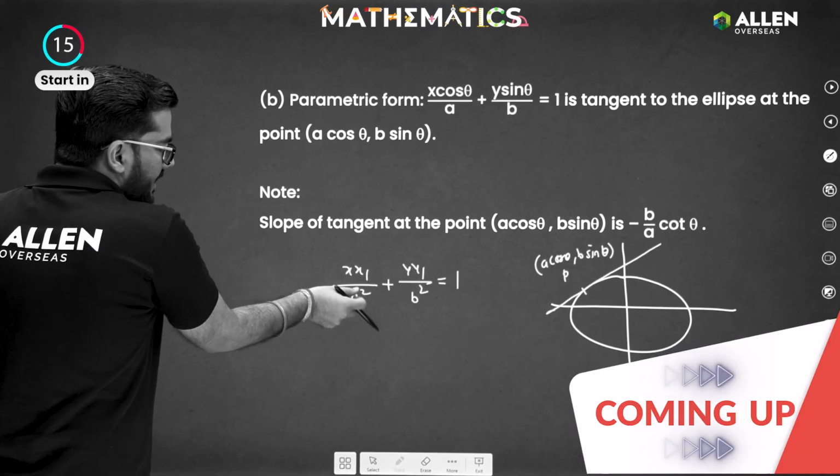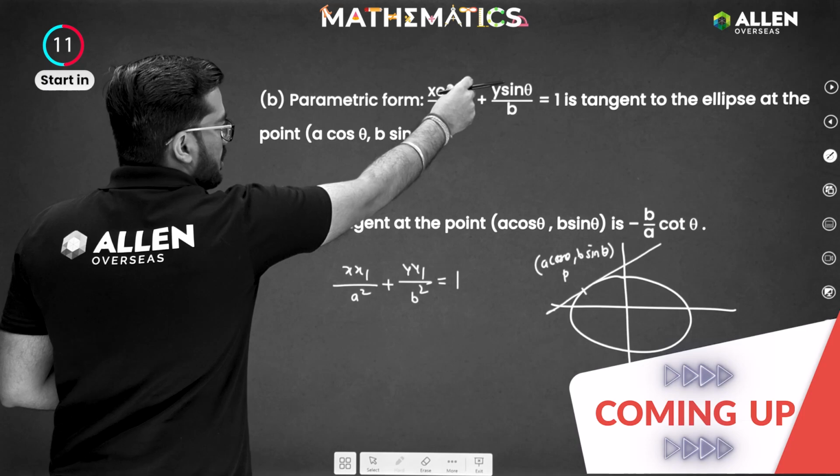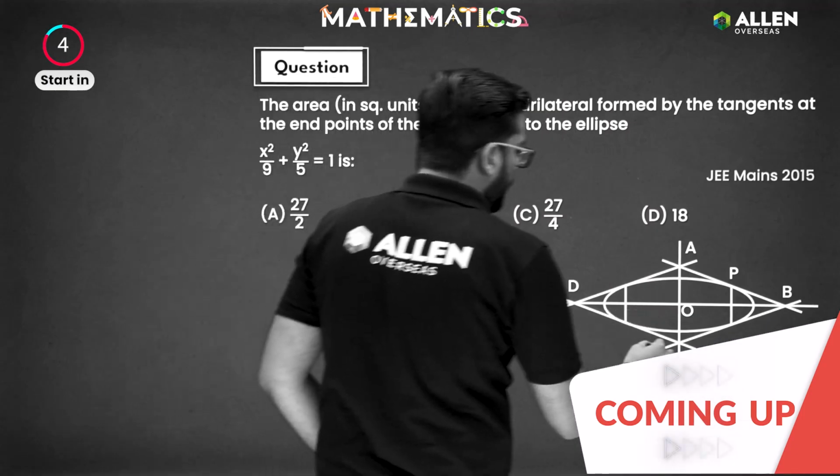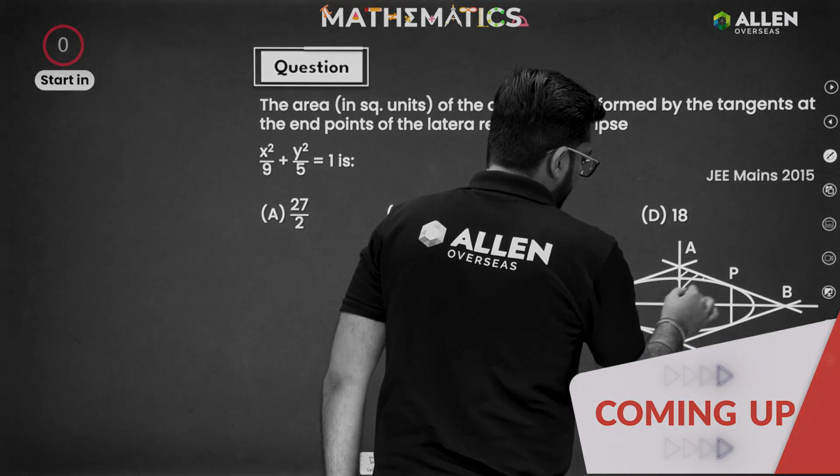A will get cancelled, then you will get only x cos theta upon a. If your line is intersecting the ellipse, I am just going to cover the area of this one.